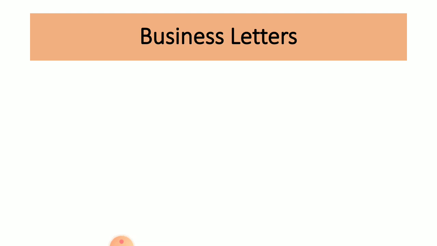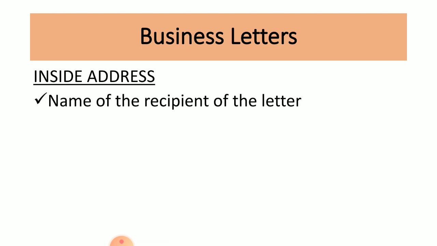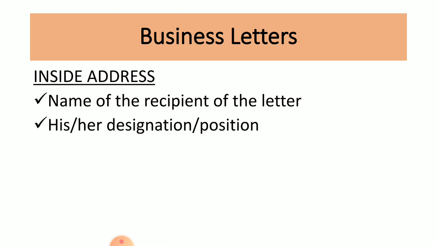After the heading, it is followed by the inside address. The inside address indicates the name of the recipient of the letter, his or her designation or position in a company or organization, and the company's address. It is also possible that the recipient has no business or company affiliation. In this case, the letter writer merely indicates the recipient's address.